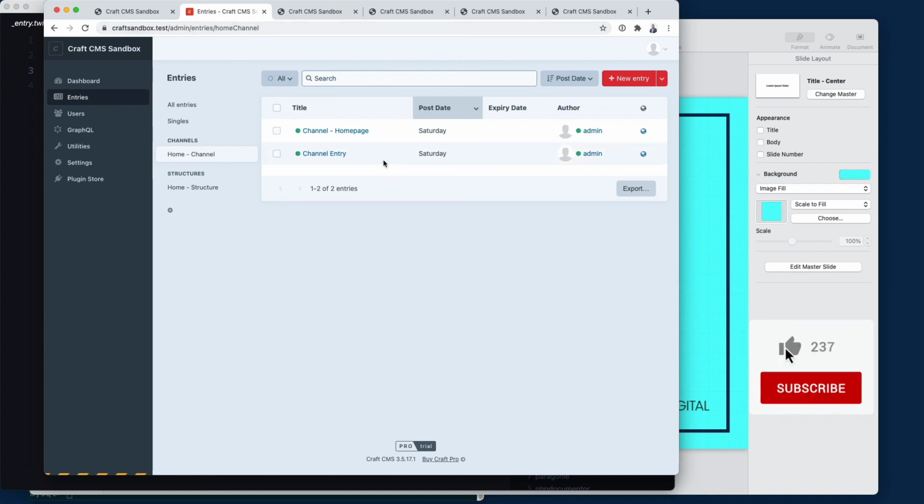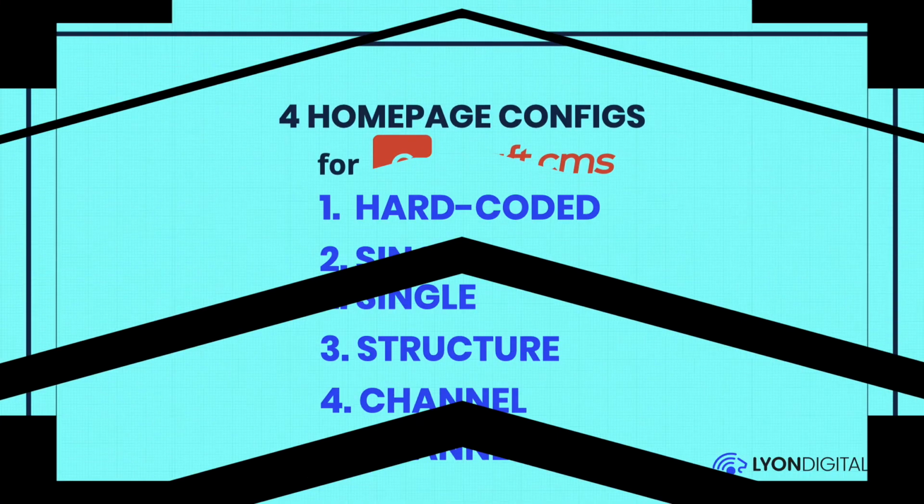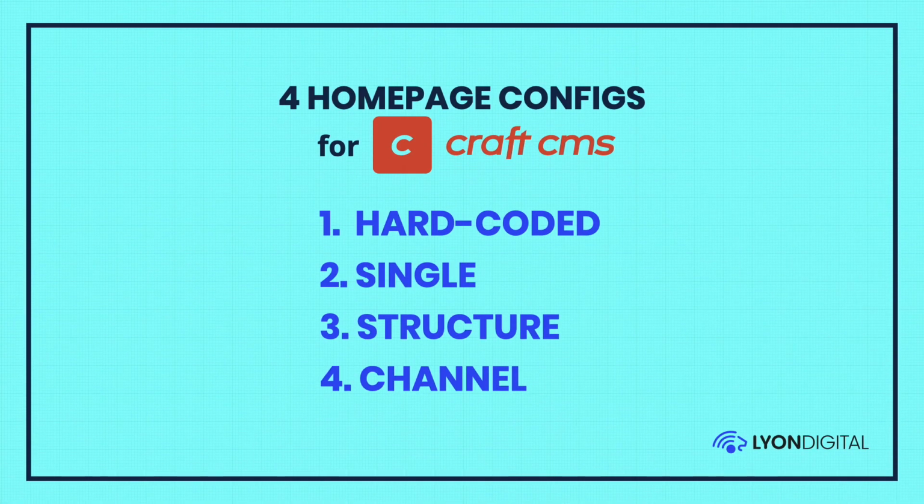Now, why would you do this? Why would you use a channel to set as your home page? Honestly, I'm not sure. I think this is probably the worst option, and I don't think I've ever done this. I've done the other 3 quite a bit, but just so you know, it works basically the same way as home structure if you ever find for whatever reason you want to do this or utilize this technique. So there you have it. The 4 techniques for setting a homepage configuration in Craft CMS.